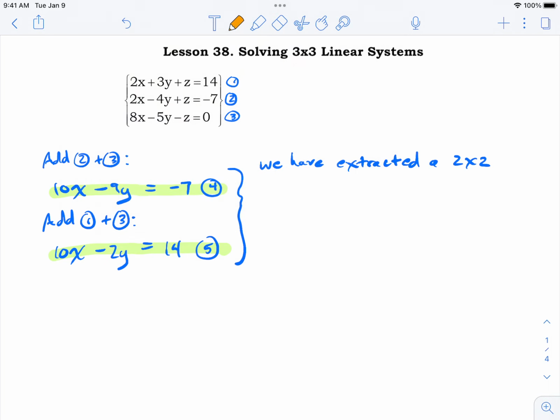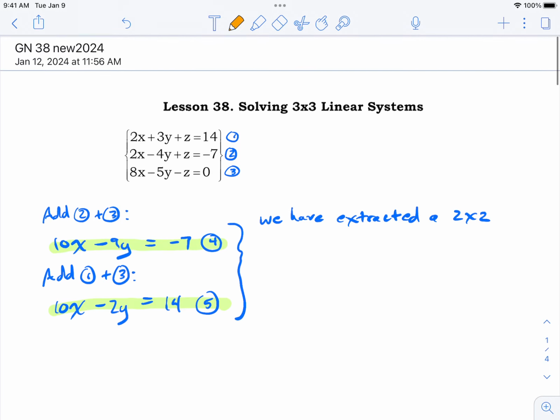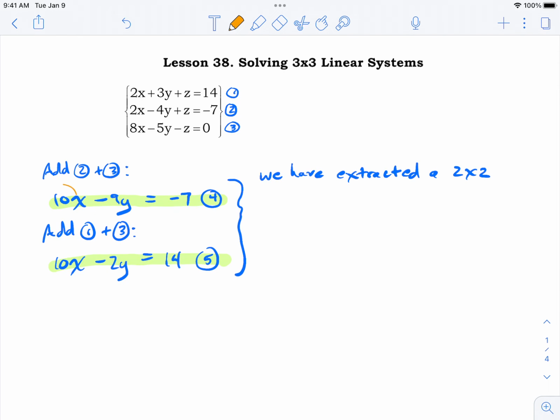We've been doing this for homework for over a week. So let's take a look at these 2 equations. Well, this one's got a 10x. This one's got a 10x. Be nice to make one of those a negative 10x, wouldn't it? So my instructions to myself are: let's take equation 4 and multiply it by negative 1. And then I'll add on to that equation 5.